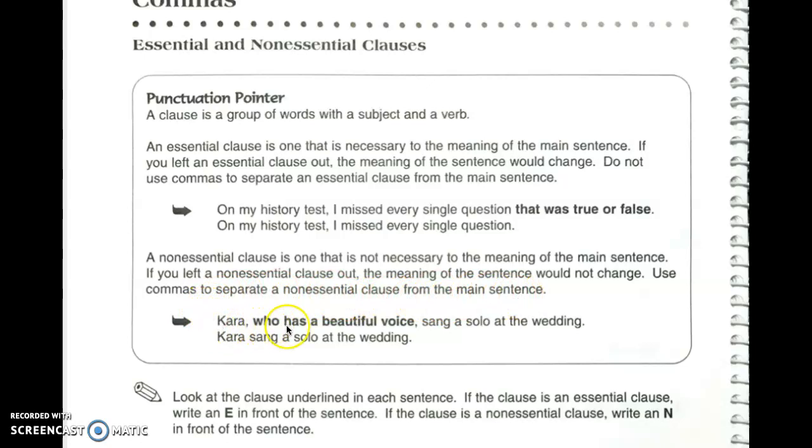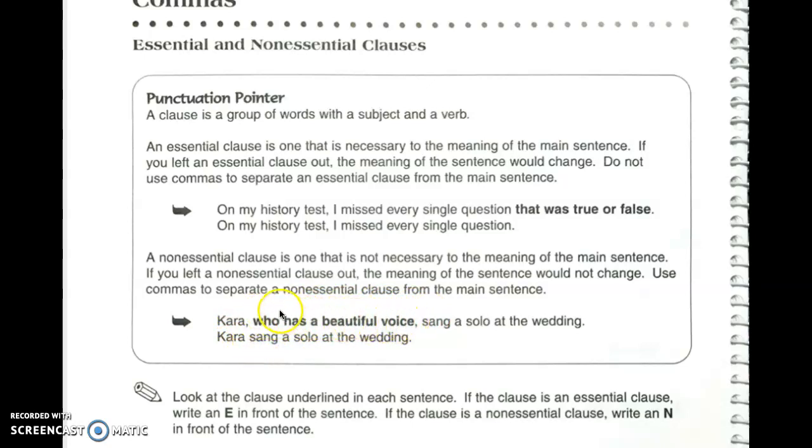Okay, Kara, who has a beautiful voice, sang a solo at the wedding. Notice that if we take out who has a beautiful voice, this clause right here, it doesn't change the sentence's meaning. The main topic of the sentence is that Kara sang a solo at the wedding. It's not that she has a beautiful singing voice. Kara sang a solo at the wedding is the main topic, okay? It doesn't change that. This is the sentence's meaning, and this clause, who has a beautiful voice, doesn't change the meaning of this sentence. So that's why it's not essential.